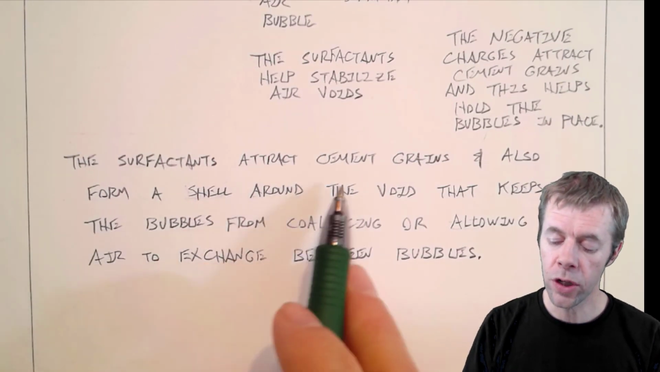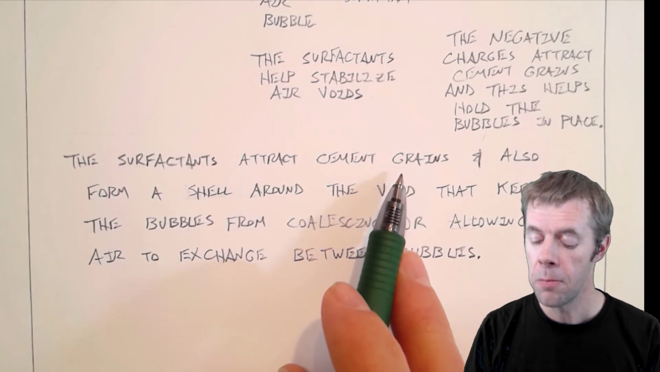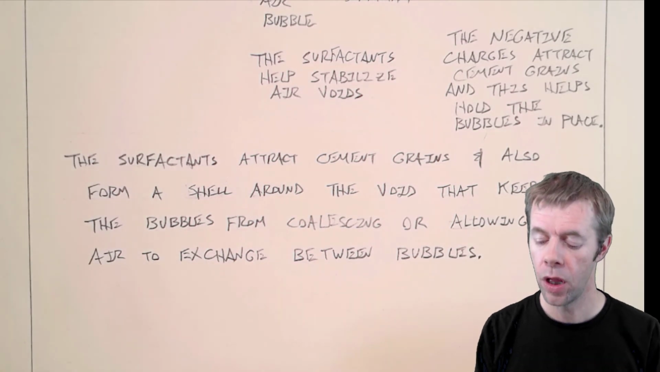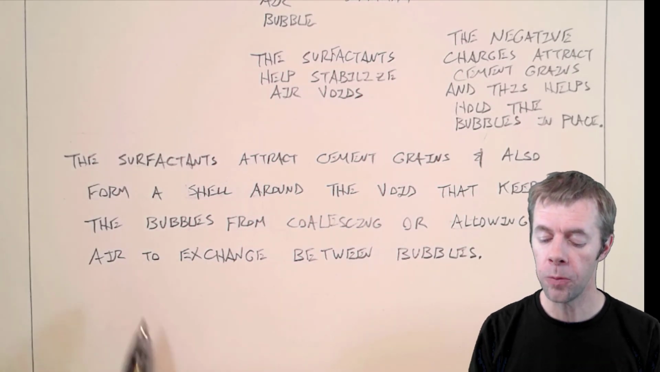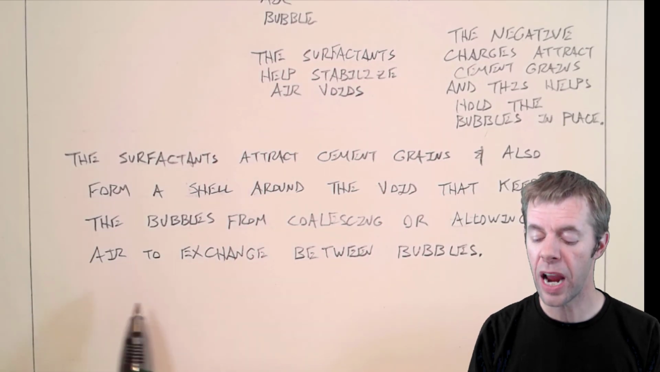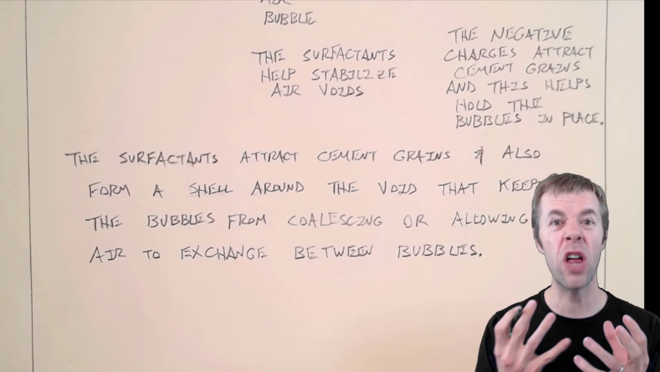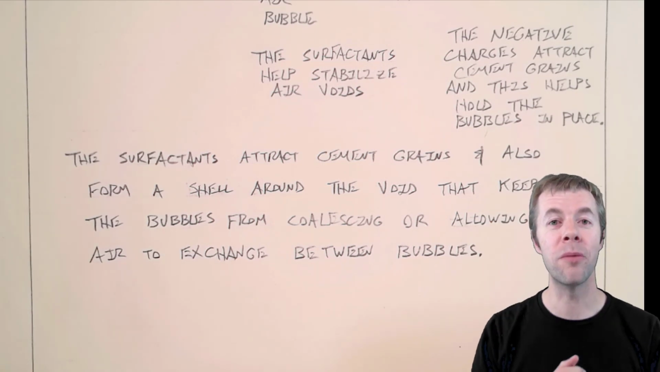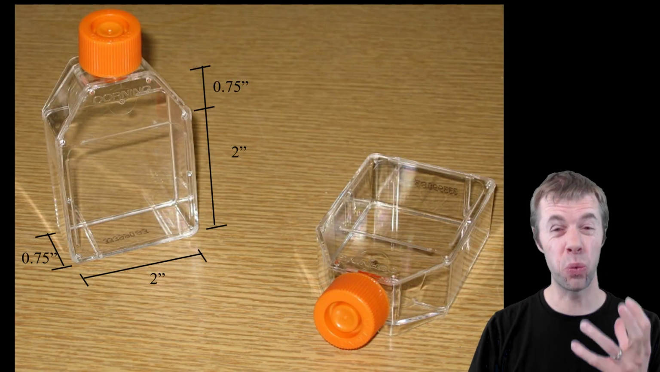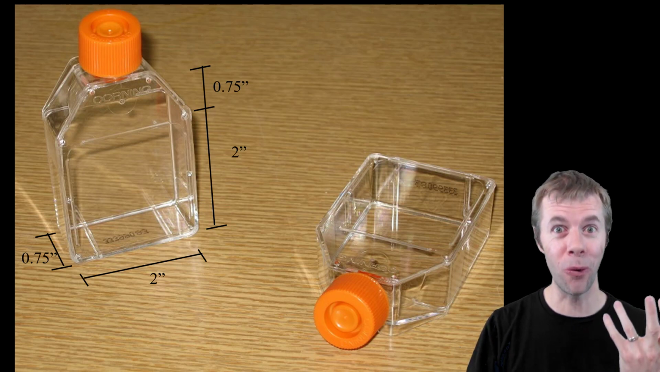These surfactants not only attract cement grains, and I'll prove that to you coming up, but they also form a kind of shell material around the void that keeps the bubbles from coalescing. It also stops air from exchanging between the bubbles. So this shell is really, really important. I'm so excited to share this with you because this is work from my PhD. Yeah, I know it's super old, right?